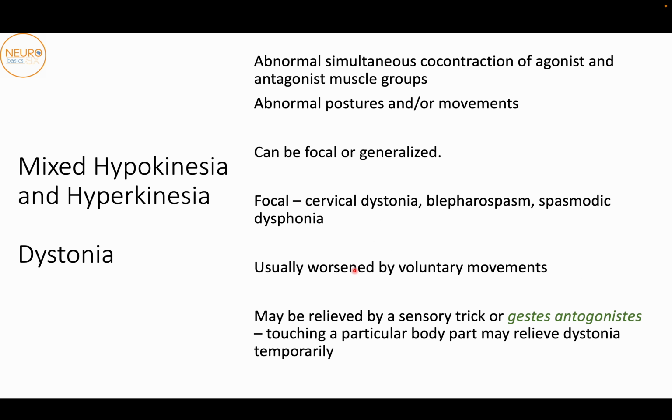So usually dystonia is worsened by a voluntary movement, but sometimes a sensory trick can help you relieve dystonia, and this can help you identify that the patient might have dystonia also. This is also known as geste antagonistique. This is when you touch a particular body part, and that can help you relieve dystonia temporarily. Not seen with all patients, but with some patients it might work.